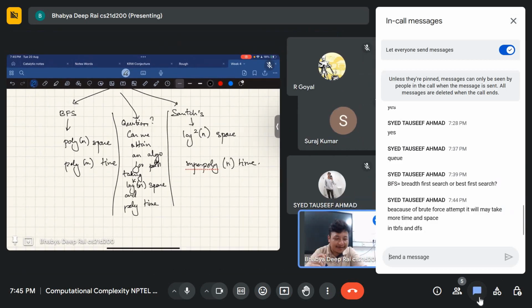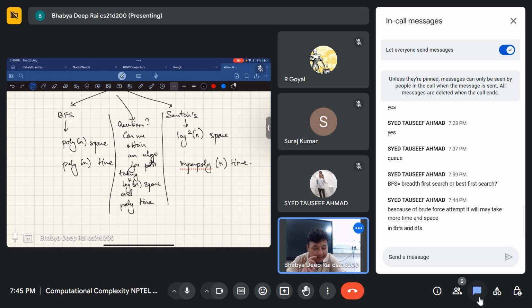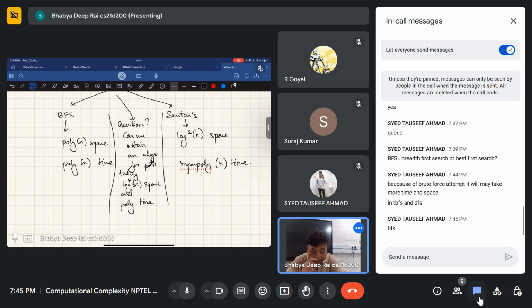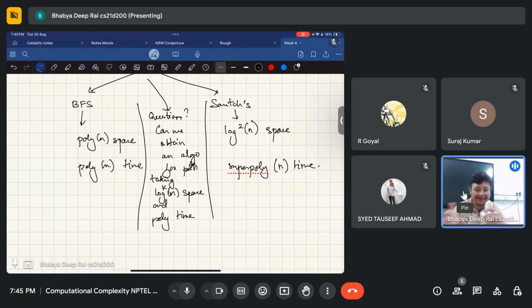So somewhere in the middle, the perfect algorithm which will take very little space and very little time. That is what we are in search for. Because of brute force, I made more time and space in BFS and DFS. Right. But remember, even in the worst case, even if you consider it to be brute force for BFS, the time is still polynomial. But Savage's will take super polynomial time. Savage's saves on the space, but you are correct that in the worst case, when you are considering a brute force essentially of BFS, you will take a lot of space.